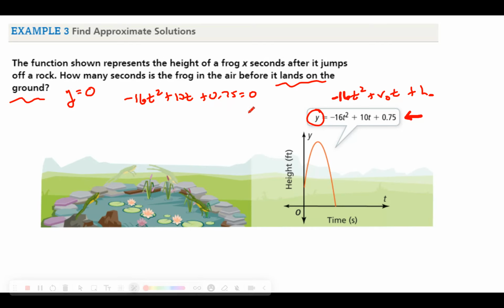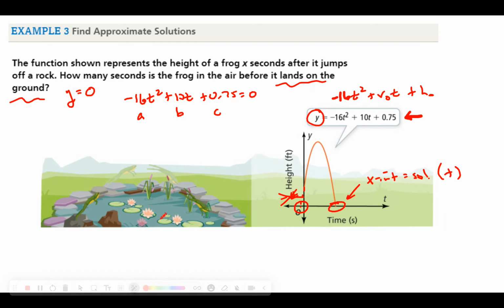And now, because that says equals 0, we can find the solutions using the quadratic formula. A is negative 16, B is 10, C is 0.75. And again, what we're looking for is this time right there, that x-intercept, which will be one of the solutions. It'll be the positive solution. There's another solution. If you go back here, there's another solution that's going to be a negative. But we don't want that. That's going back in time. We're going to go forward.